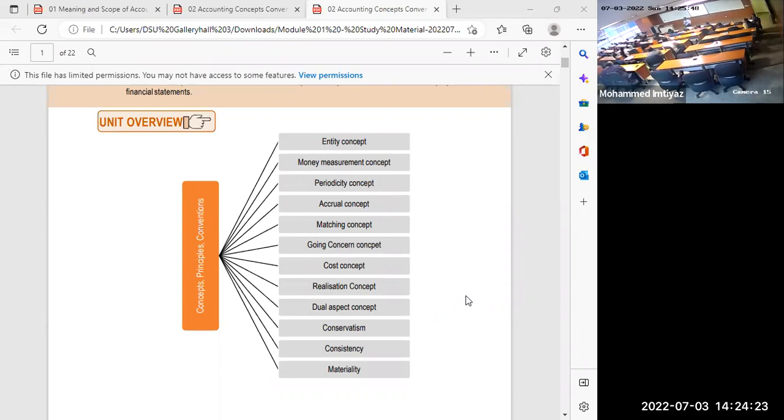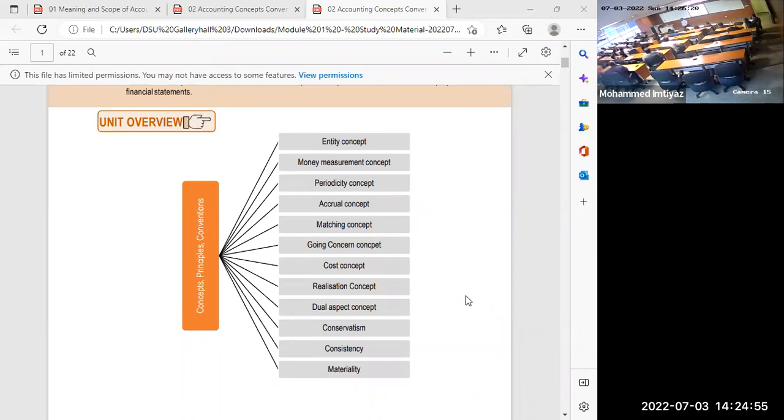1 lakh. Purchase of goods for rupees 1 lakh, for cash. Okay, this is a transaction. Now, what I'm trying to explain to you is the concept of dual aspect. The accountant claims, or this principle argues, that there are two aspects to a transaction. What are they? One is benefit giving, another one is benefit receiving.